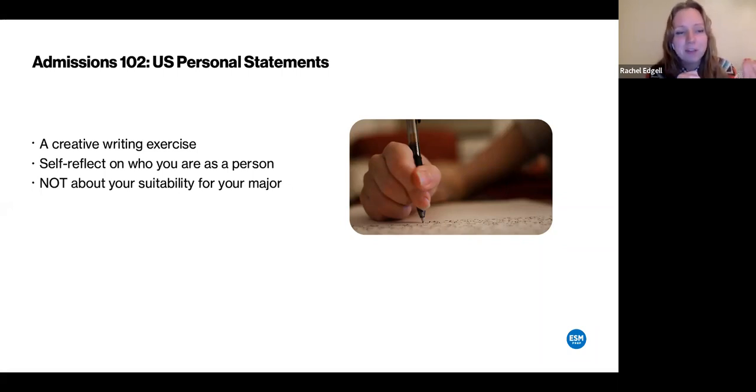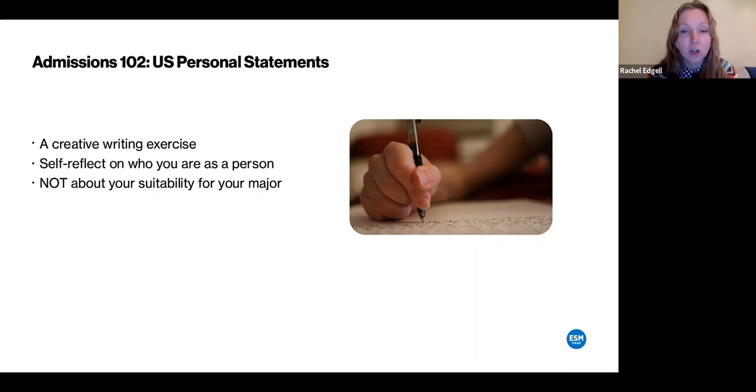So in the UK, the personal statement tends to be more like a cover letter, students explaining this is the program that I want to study, and this is why I think I'm suitable, and these are the different things I've done. In the US, it is not that at all. It is typically a creative writing exercise. It's full of a lot of self-reflection on who this student is as an individual. So it's really not about what a student wants to study, but rather how their experiences have shaped them thus far.